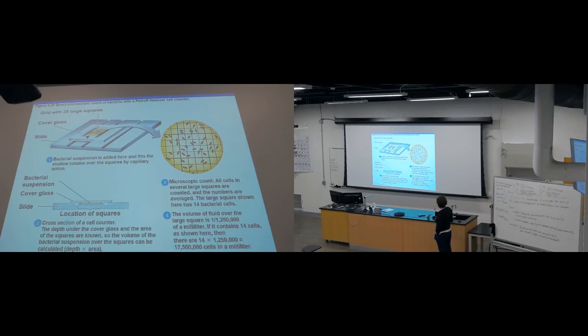But then you will count how many cells you have, and these cells have to be perfectly between these dark lines that make this large square or this grid. Anything that is in between, you don't count. So in this case, you have 14 bacterial cells. Now, 14 bacterial cells, you multiply times this amount, and that gives you 17,500,000 cells in a milliliter, which will be, let me write it down in there.